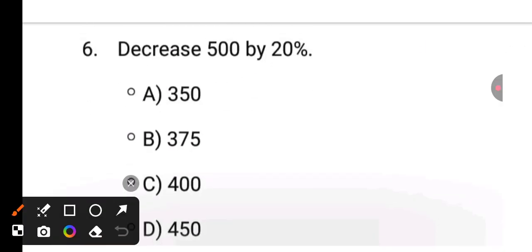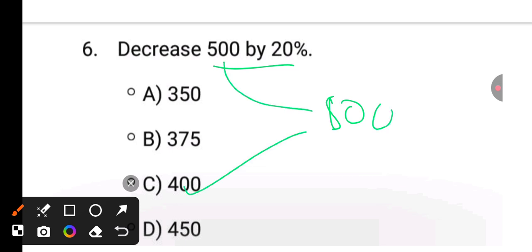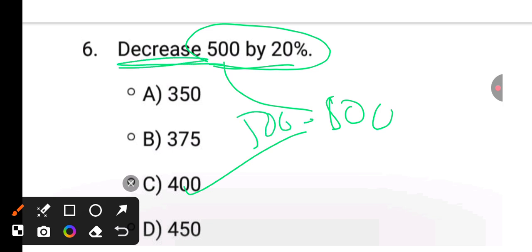Next, to calculate, see, it is 5 into 200. 100. 500 minus 100, 400. 400 is the answer. First calculate 20% of 500. 20% of 500 is 100. You want to decrease, means 500 minus 100. It is 400.